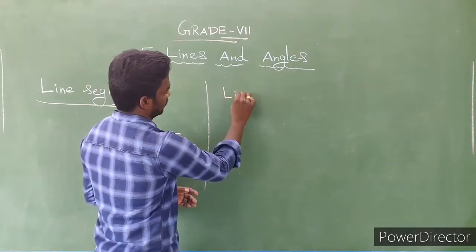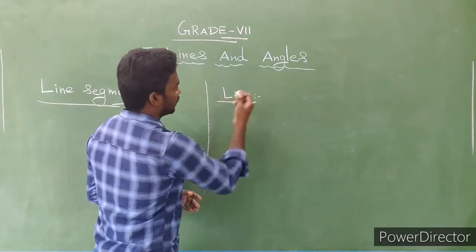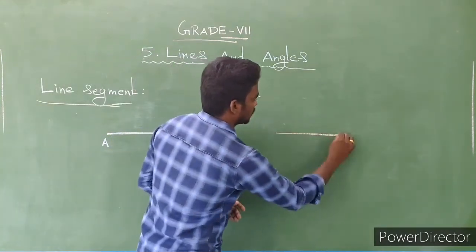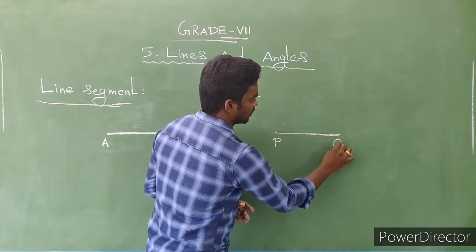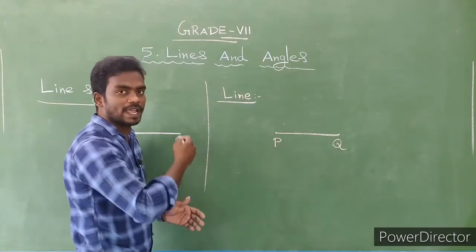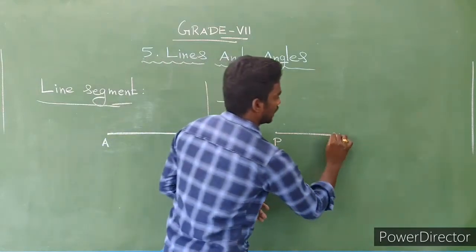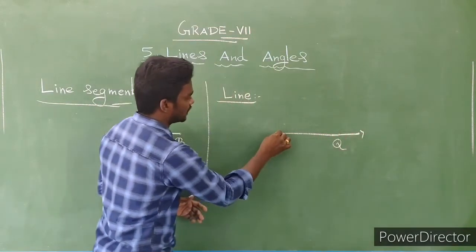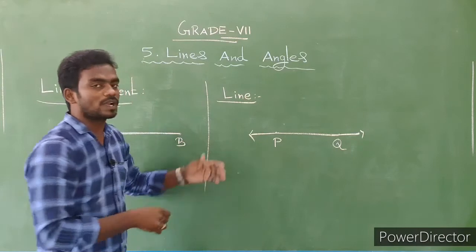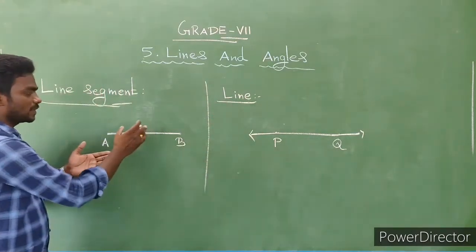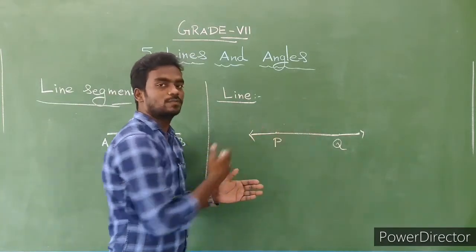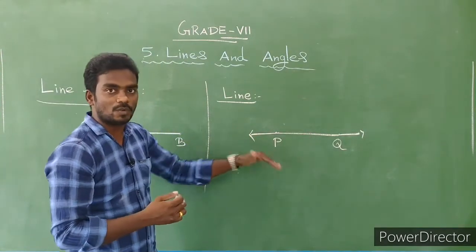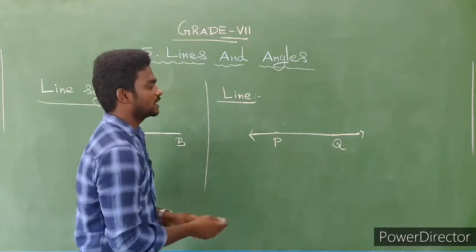Next, what is a line? We know what is a line. Consider this line segment PQ. A line segment extended in both directions endlessly is called what? Line. Line segment is the shortest distance between 2 points. A line segment extended in both directions endlessly is called what? Line. How to represent line?